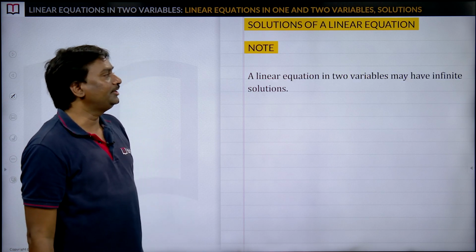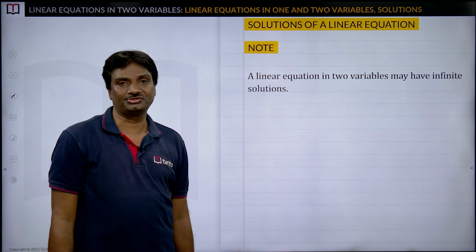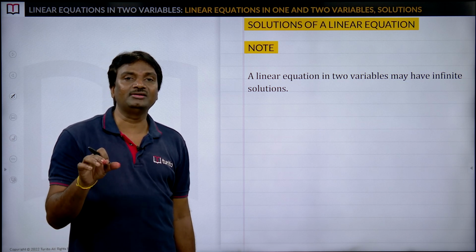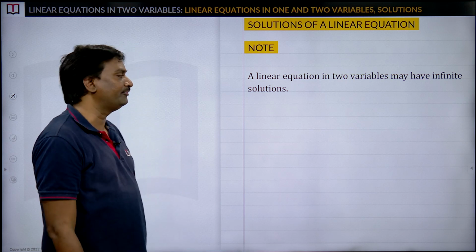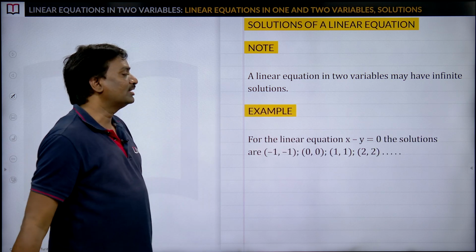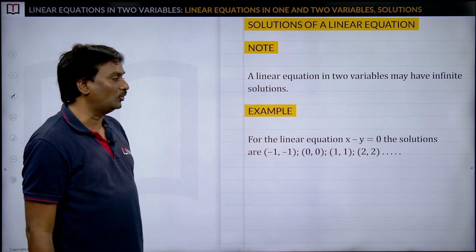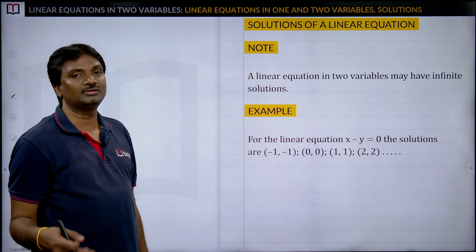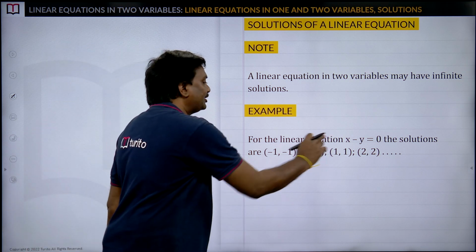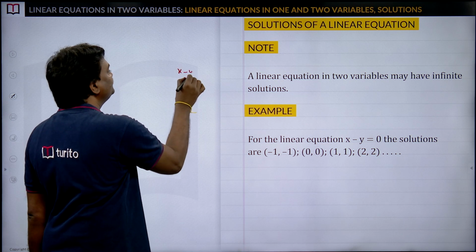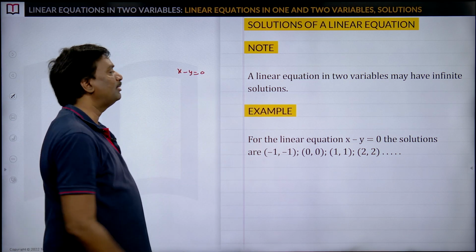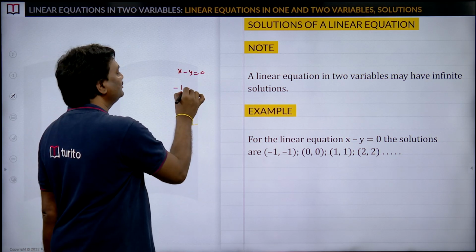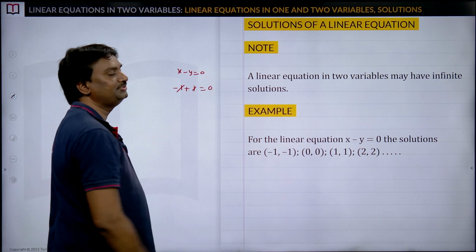Note, a linear equation in two variables may have infinite solutions. It is not necessary that one and only one solution satisfies the given linear equation. For example, for the linear equation x minus y equal to 0, the solutions are minus 1 comma minus 1, 0 comma 0, 1 comma 1, 2 comma 2, 3 comma 3, and so on. If you take x minus y equal to 0, where we have minus 1 comma minus 1, in place of x write minus 1, in place of y write minus 1, minus of minus is plus 1, both are cancelled, we will get 0.